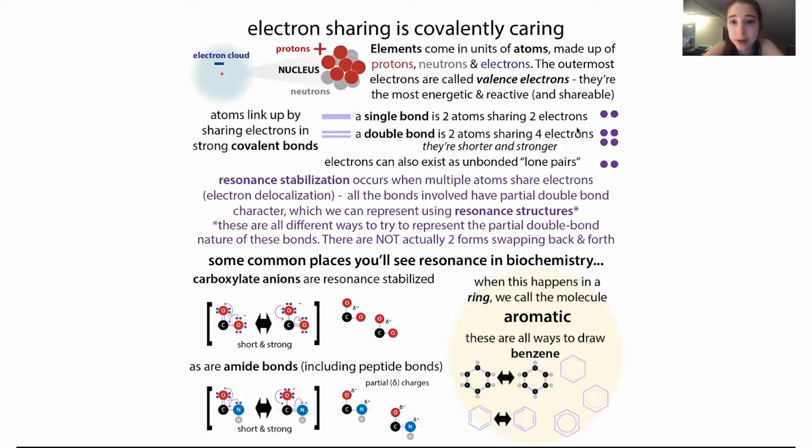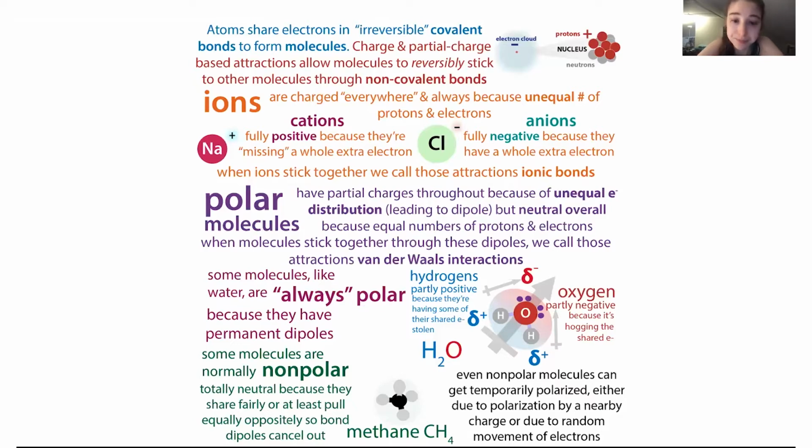So they share a single pair to form a single bond, or two pairs to form a double bond. And these are what we call covalent bonds. So they're actually involving the atoms kind of like merging their clouds together. We can also have just attractions instead of actual bonds.